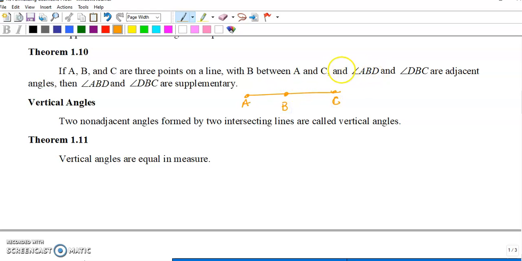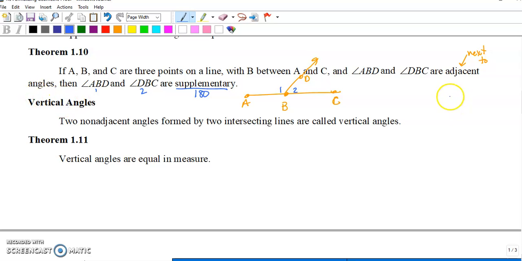And angle ABD and DBC are adjacent. Remember, adjacent means next to, so they share a side. So basically I need another ray here. Here's D. Then these two angles, I'll call them angle 1 and angle 2, have to be supplementary. They make a straight line. Straight lines are 180 degrees. Supplementary is 180 degrees. Okay.